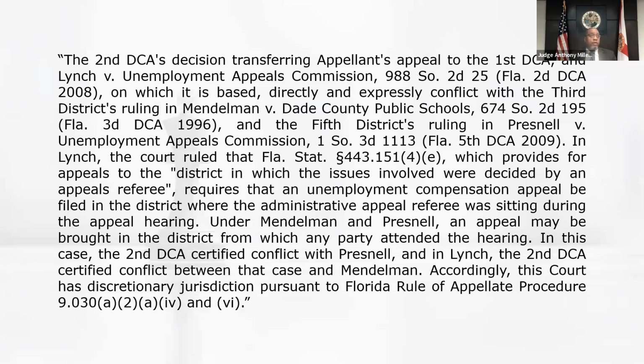Here, the brief indicates that the second DCA's decision transferring the appeal to the first DCA and the Lynch v. Unemployment Appeals Commission, on which it is based, directly and expressly conflict with the third court's ruling. So it directly points to the problem. What is the problem? And then it goes on to explain the different rulings and the impacts of them. So in a nutshell, what they show is how an appellant identifies conflict in interpretations of the same statute across different districts, framing that conflict as a basis for discretionary review, so a higher court can establish a uniform rule of law statewide.